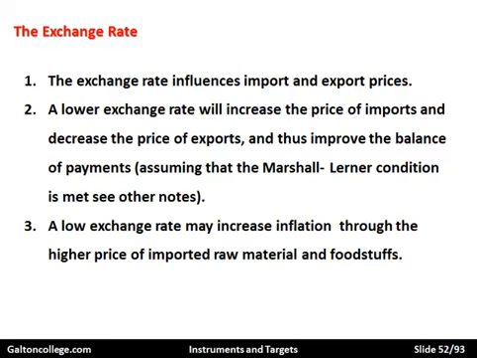A lower exchange rate may increase inflation through higher prices of imported raw materials and foodstuffs. So when the exchange rate falls, we have a problem, perhaps, that we import raw materials. Well, the price of raw materials will increase because it's an import. And if the price of raw materials increases, that will be fed into the production system. The price of goods produced will be more expensive, and it may be difficult to export those goods. So it's not clear what's going to happen if an exchange rate moves.